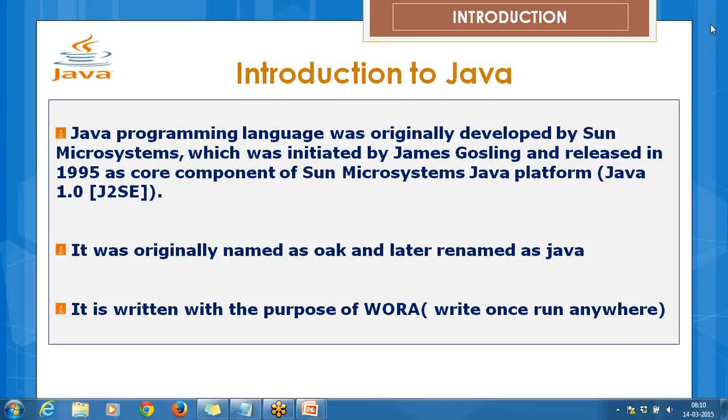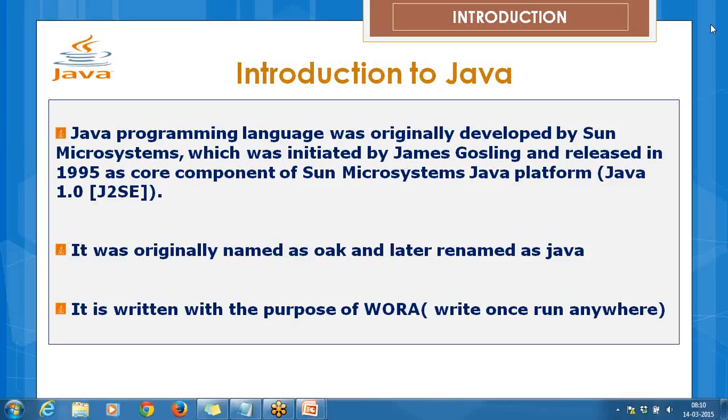Okay, let's start with the introduction to Java. Java was first developed by Sun Microsystems by James Gosling, and the first version was Java 1, which came up in 1995. The original name of Java was Oak, and due to some naming issues, later it was renamed Java.